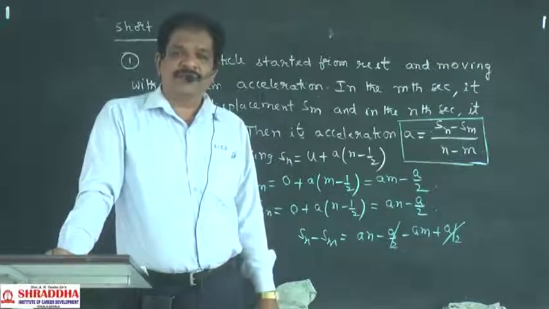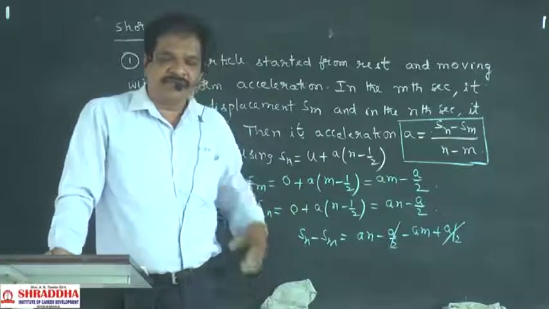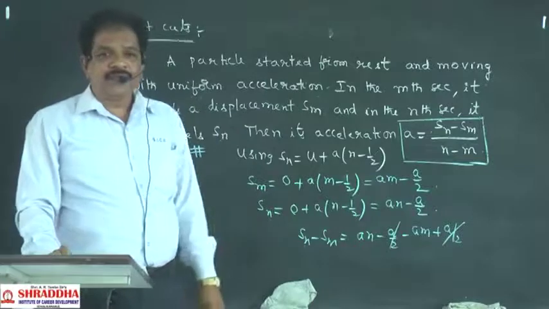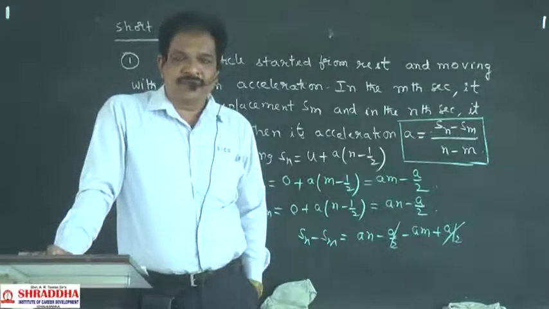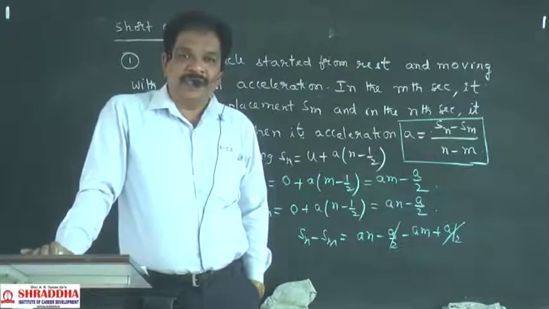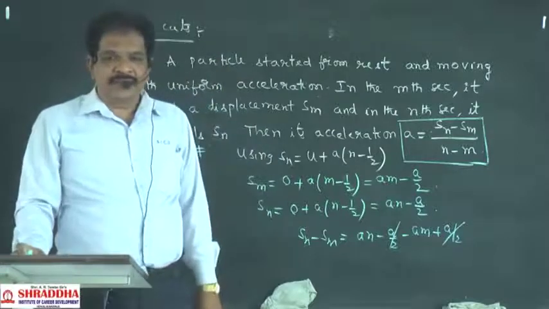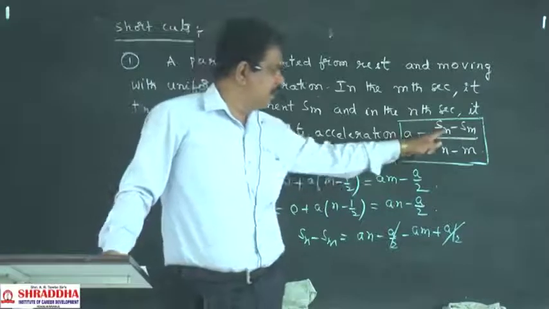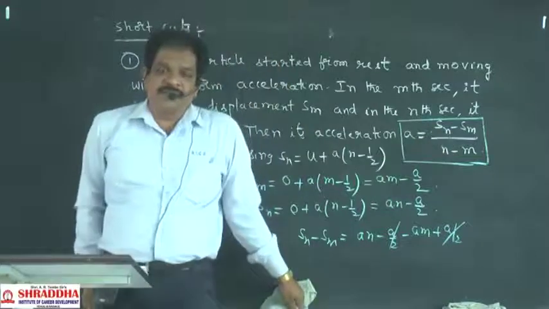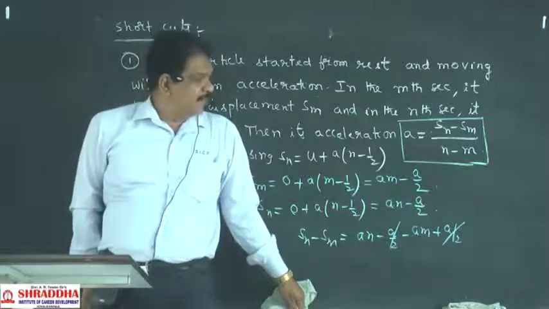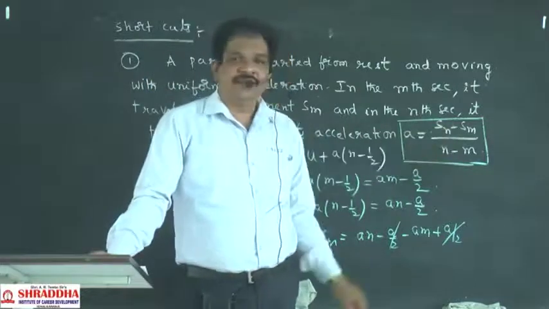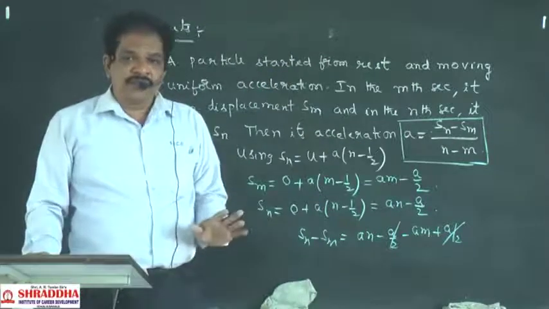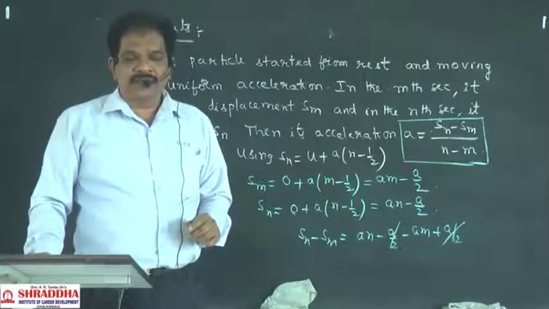Let's try to do one problem. A body started from rest. Write down, all of you. A body started from rest and traveled 12 meters in the fourth second and 24 meters in the eighth second. Calculate its acceleration. Apply the formula. A is equal to Sn minus Sm by n minus m. Sn value will be 24. Sm value will be 12. 24 minus 12 by 8 minus 4. So 12 by 4, 3 meters per second squared. Clear how to apply the formula? So like this. To save the time, these shortcuts will be useful.